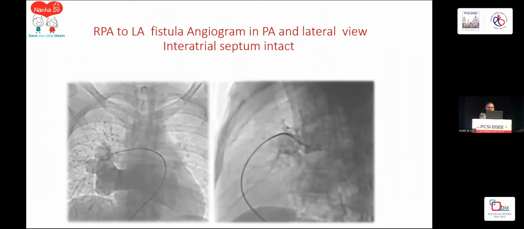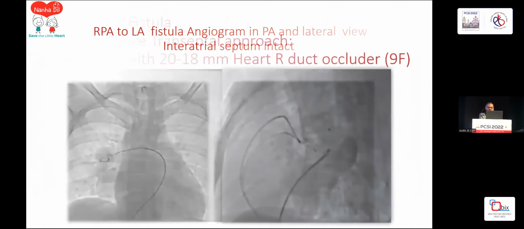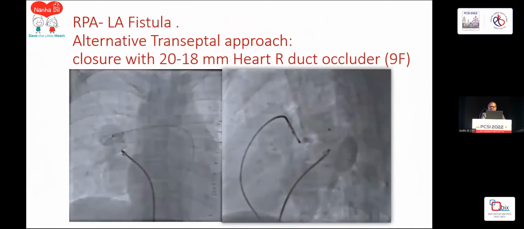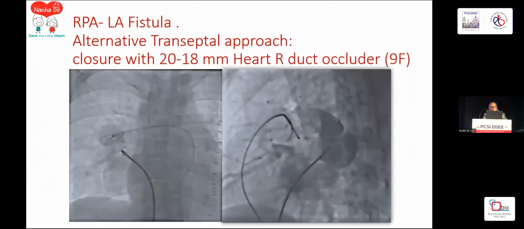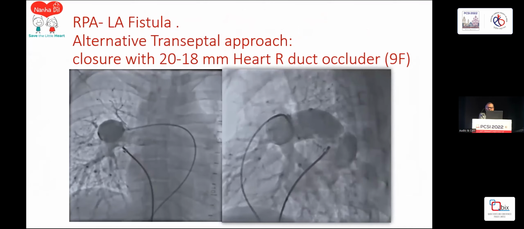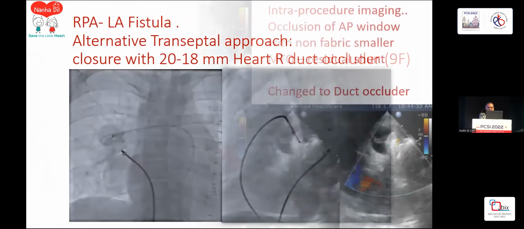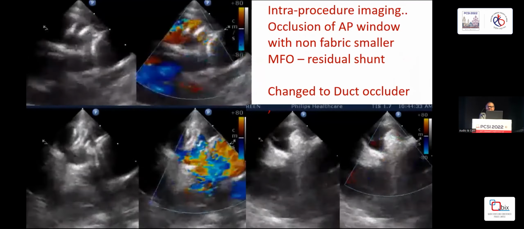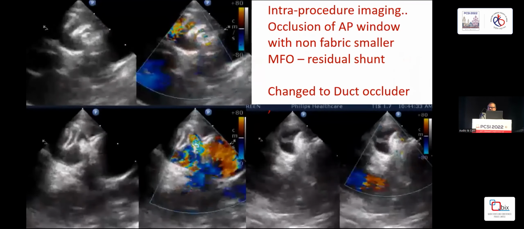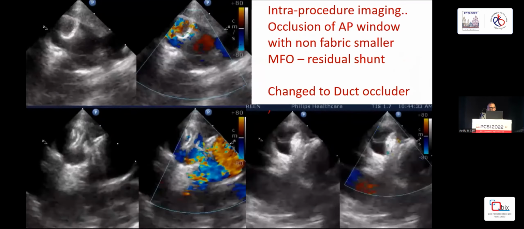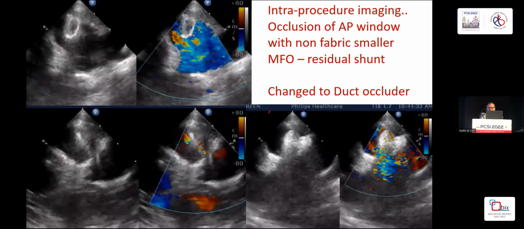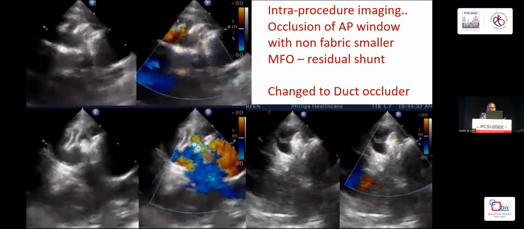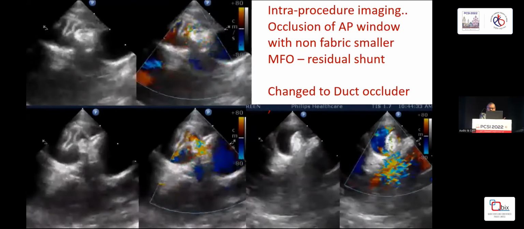Changing strategy, this is an RPA to LA fistula. We closed it with a transcatheter, transseptal puncture route for better delineation of that anatomy. Intra-procedural echo helps us to understand if there is any residual. In this particular case, AP window, there was significant residual flow in the device. We changed to a regular duct occluder, which was of bigger size.